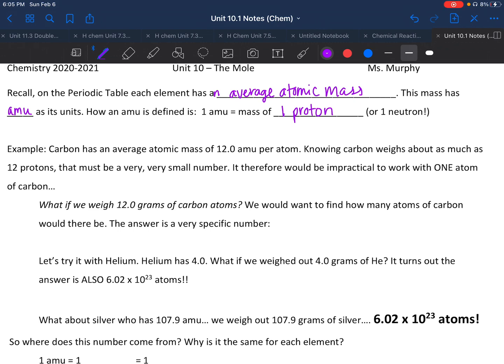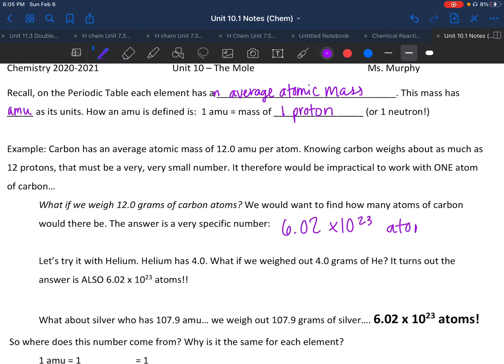So it would be so impractical to talk about one atom of carbon. Plus, it's very odd that we would be working with just one atom. There are tons of different atoms of carbon throughout our whole body. So what if we weigh 12 grams of carbon? Then we'd want to figure out how many atoms we have. And what's odd is you could do this with any mass of any element and you'd get the same answer. How many atoms does its atomic mass have? It's 6.02 times 10 to the 23rd atoms.